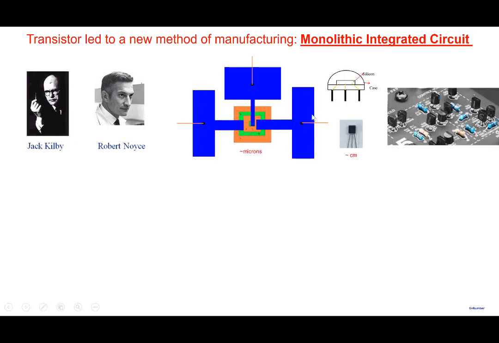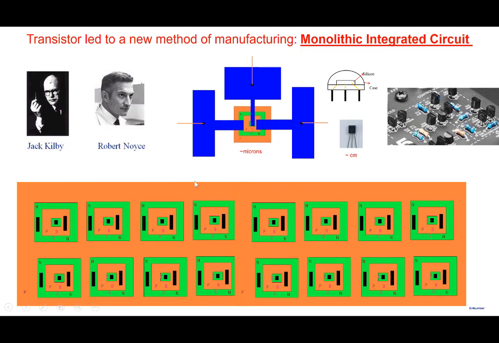Both of them independently came up with this idea, which is that you don't make circuits by picking up a transistor, placing it on a board and soldering it. You take a piece of silicon, and let's say your circuit requires 16 transistors. All those 16 transistors are made on the silicon chip you see over here. You don't make a single transistor, package it, and then place it on a board. You make all 16 transistors on the silicon piece.